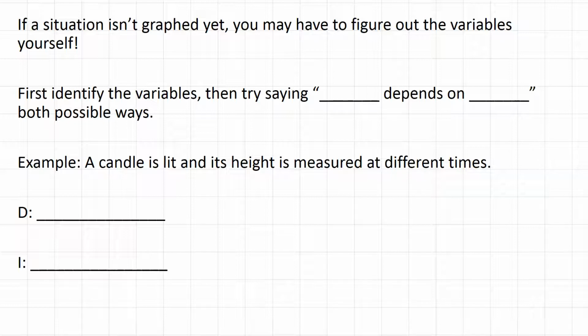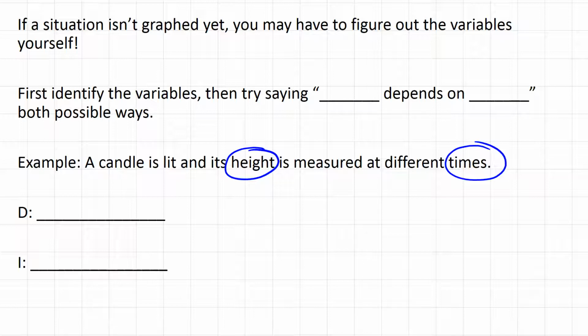So we have a candle that is lit and its height is measured at different times. So what are the two variables? Well, it's what's being measured. So the height is one thing, and the other one is that we're measuring it at different times. So the height is being compared to the time that the candle has been burning for. So which one is dependent and which one is independent?